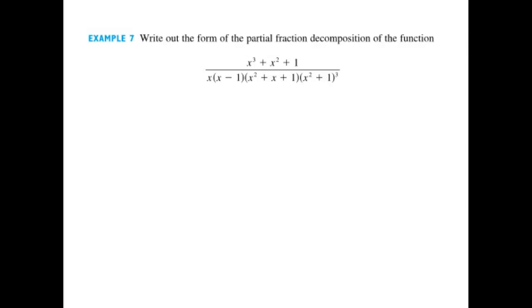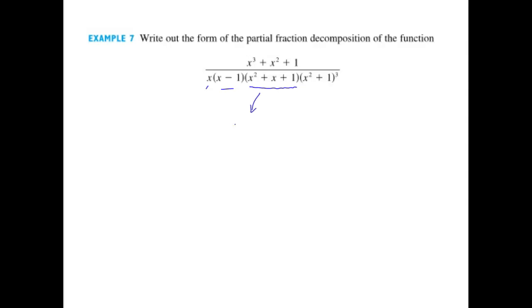All right, so let's see what we have. The denominator's already factored for us. We just need to make sure it's completely factored. So the first term is linear. Second term is linear. Third term is quadratic. Let's just make sure it's irreducible.